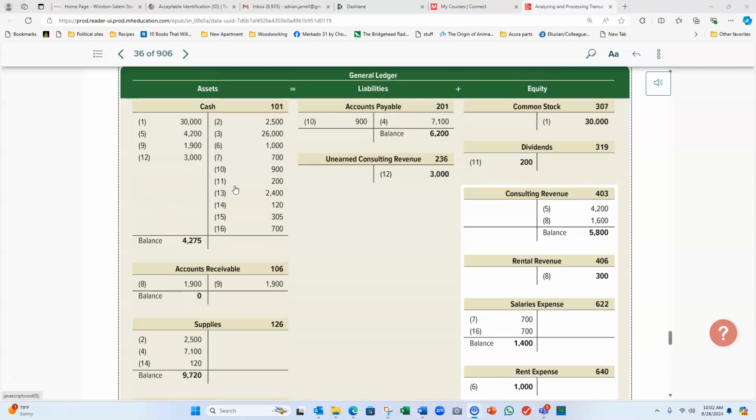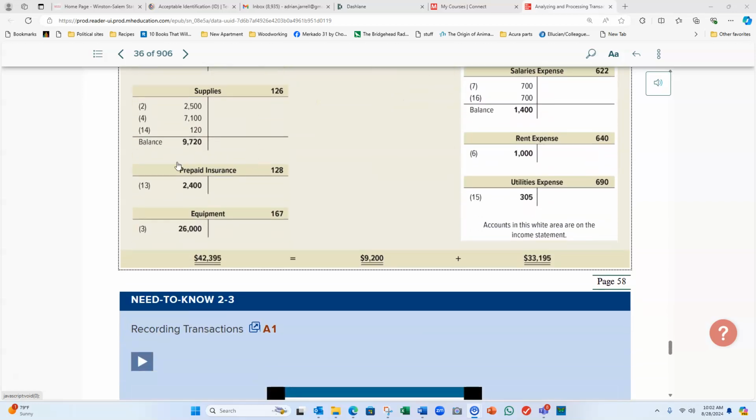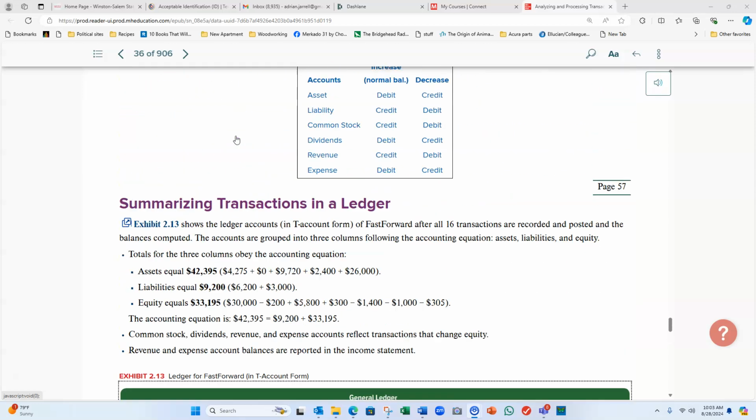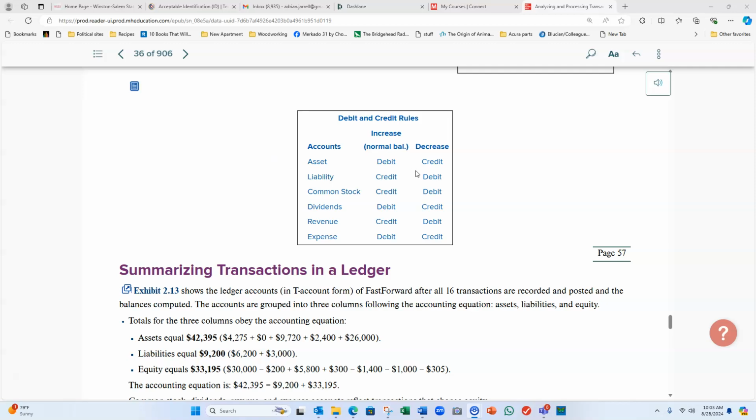Number four was a debit to supplies and a credit to accounts payable, same amount. So the journal shows you the equation working out. The general ledger shows you the balance of each account, and you can use those balances to do things. This little section right here is not a bad thing just to copy and paste somewhere.